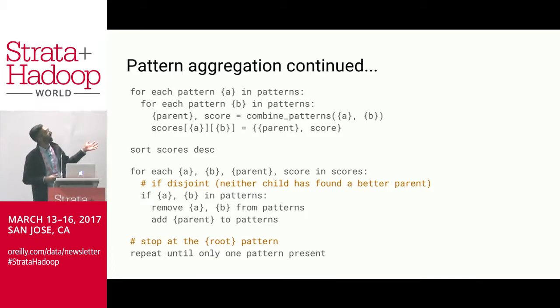So now that we understand how to combine two patterns, we can talk about how to generalize this to all the patterns that we've generated from lexing our records. So we can just do a sort of pairwise pattern aggregation. For each pair of patterns, we combine the patterns and we get the parent and the score. Then we'll sort these scores in descending order and take the disjoint set of all parents and accept them into our next round of aggregation. And then we keep repeating this aggregation until only one pattern is present.